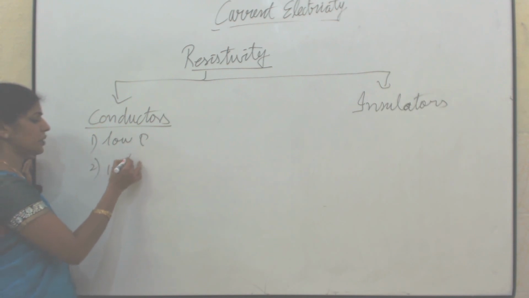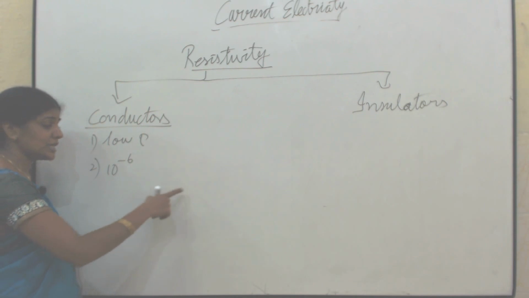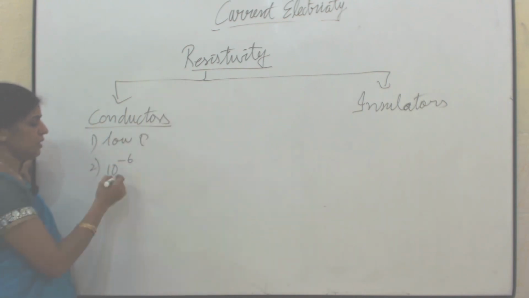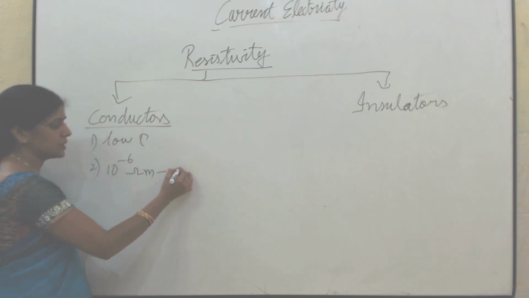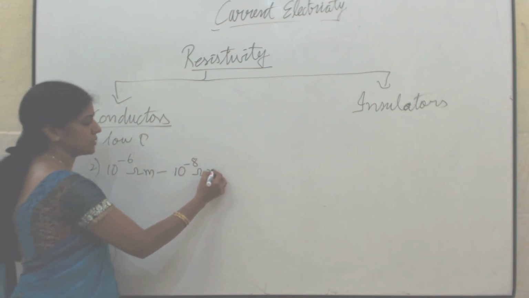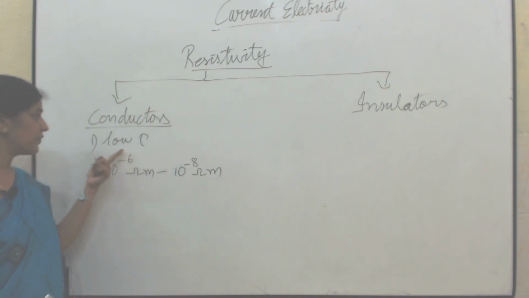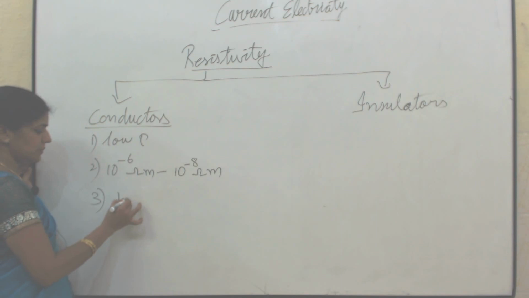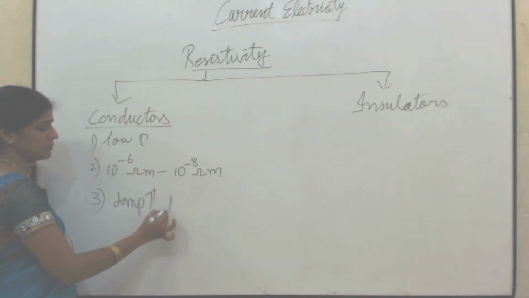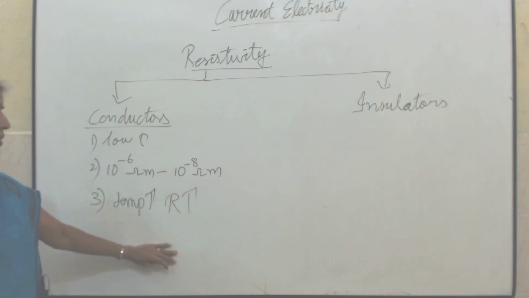I have to specifically mention the range or the value of this resistivity for a conductor. It will be of the order of 10 power minus 6. Just imagine 10 power minus 6, that is 0.06 times 0.01. 10 power minus 6 ohm meter to 10 power minus 8 ohm meter. This will be the range of the resistivity for a conductor. It offers very low resistance to the flow of charges. What happens if the temperature increases? Resistance also increases for a conductor.